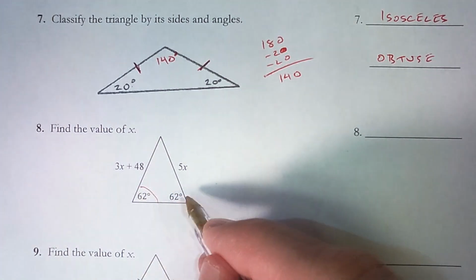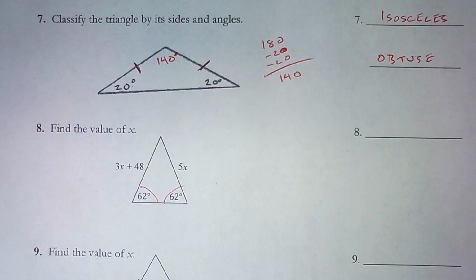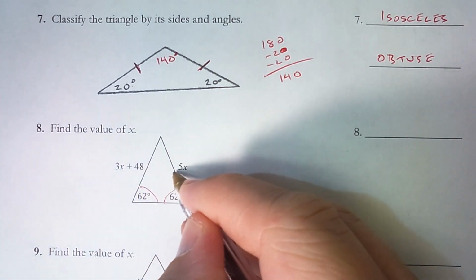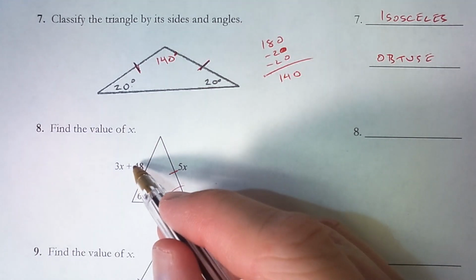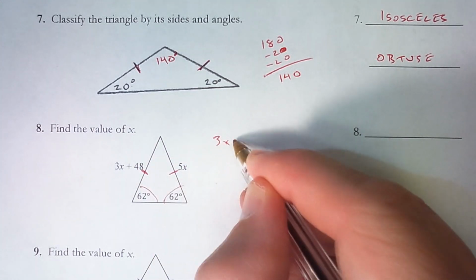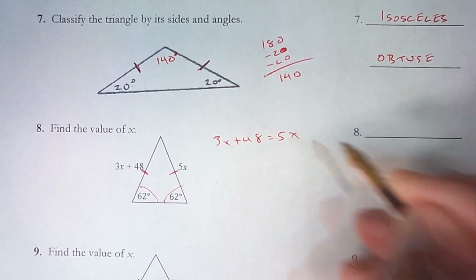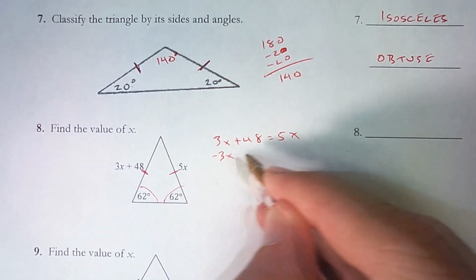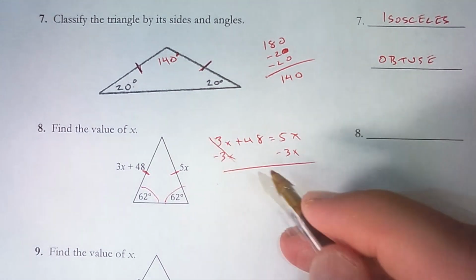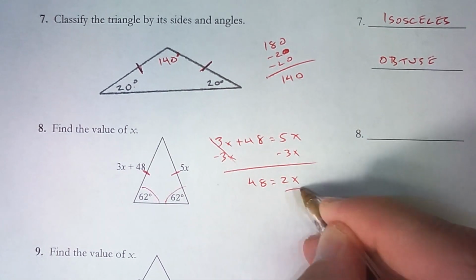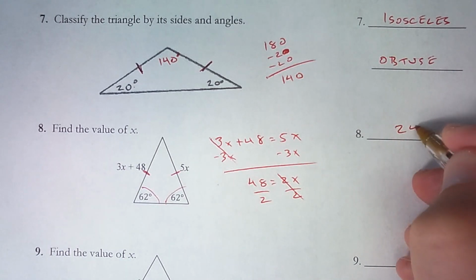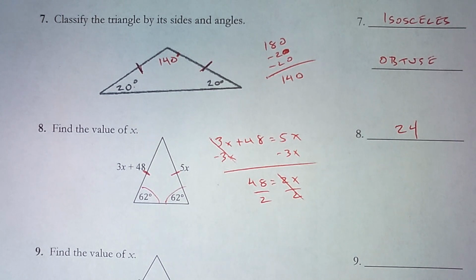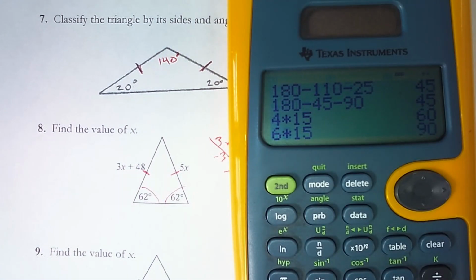Here we have a triangle with two congruent angles, and when there are two congruent angles, that means the sides across from those angles are congruent to each other. So we have an isosceles triangle. Okay, so that means these two sides are congruent, so 3x plus 48 is equal to 5x minus 3x. So I get 48 equals 2x, and divide by 2, and 48 divided by 2 is 24. So x is 24.